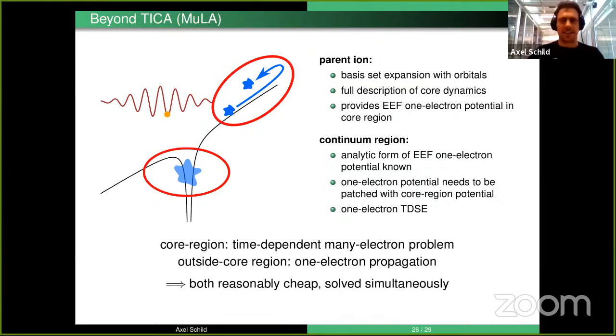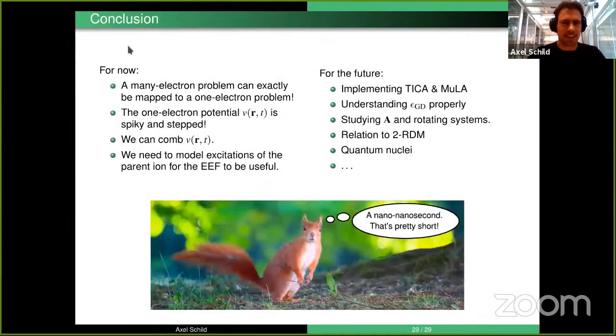Yeah, that's what's currently underway. We call this the multi-level approximation. And now to summarize, I hope that I've shown you that the many electron problem can exactly be mapped to a one electron problem, that this one electron potential is spiky and has a few steps, but we can comb it, we can also remove the steps. But we need to model these excitations of the parent ion for this exact electron factorization to be useful.